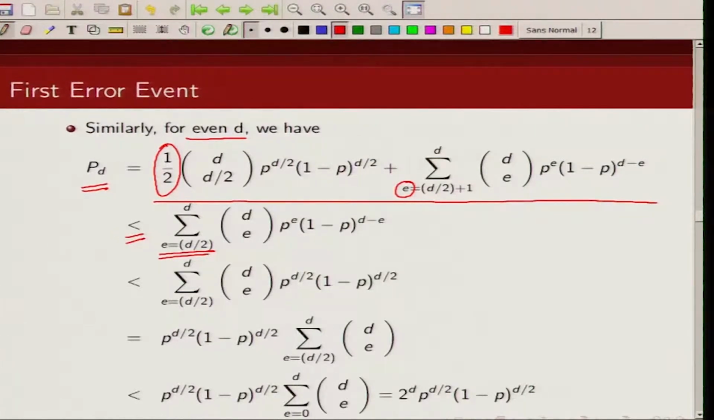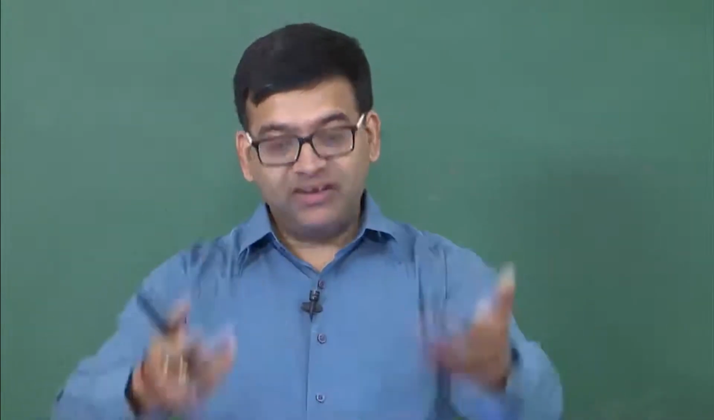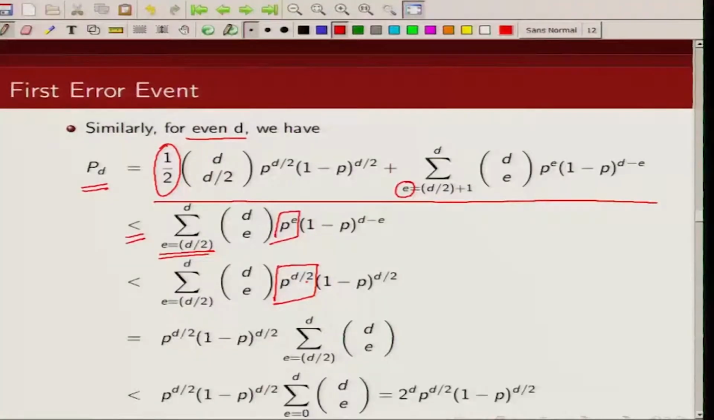Next, same as in the previous expression, I replace p raised to the power e by p raised to the power d by 2. Again, because p is a number between 0 and 1, if you raise it to a higher number, it decreases. So, I just kept it at d by 2, which is the smallest value of e.